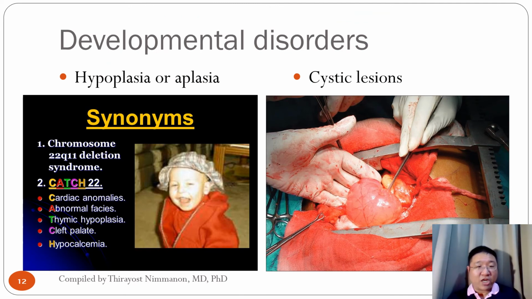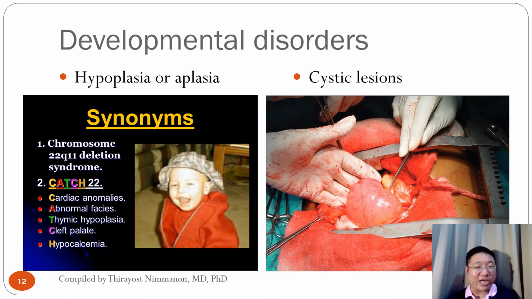Developmental disorders include hypoplasia or aplasia. One condition that you must know is DiGeorge syndrome, or nowadays we tend to eliminate specific people's names, so we may call this condition chromosome 22q11.2 deletion syndrome. It is important because you will hear this name again and again.